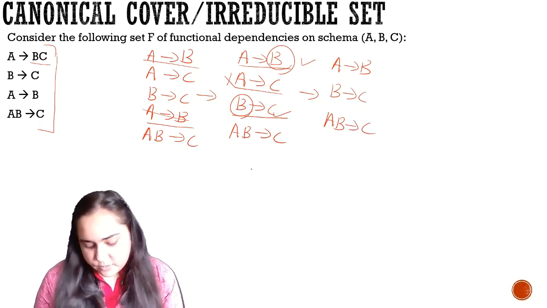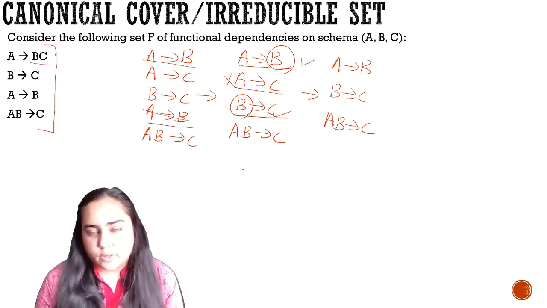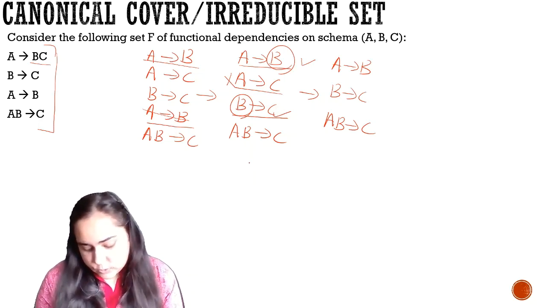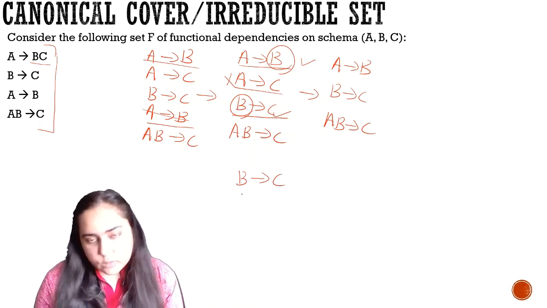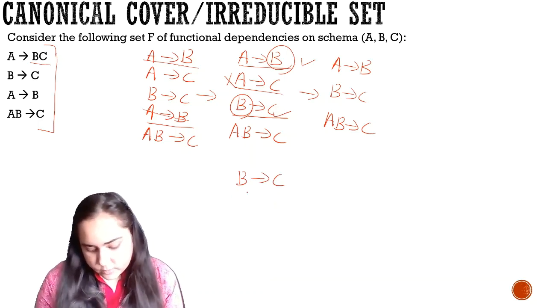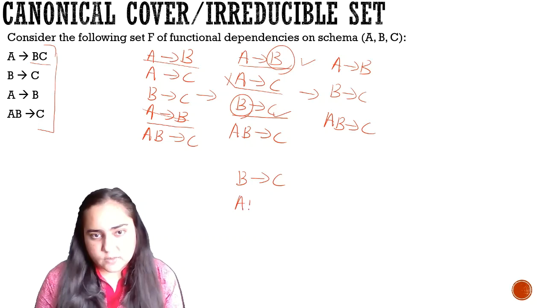Now, with a bit of extra work, you can still eliminate one more, and I'm going to show you how. So let's take the dependency B determines C. We could augment over here A on both the sides, which gives me AB determines AC.